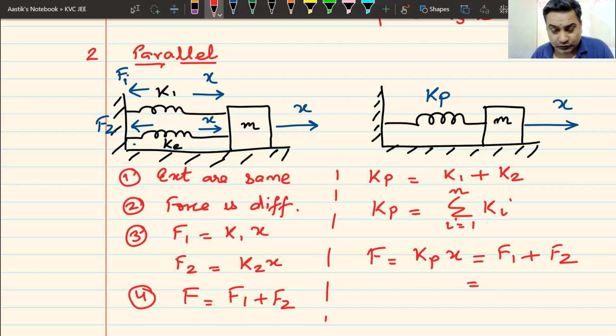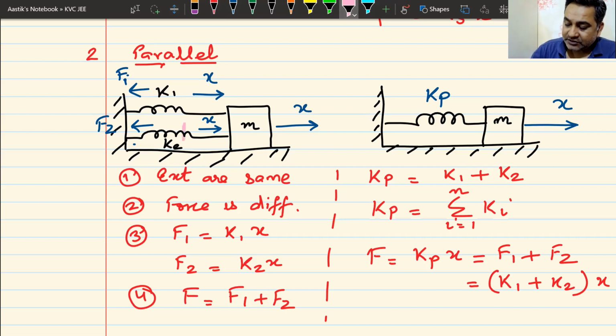F1 plus F2 is K1 plus K2 multiplied by x. So what I have done here is I have given you the proof as well. How do we get Kp is equal to K1 plus K2? This is the way it is done. I hope you have understood the concept.